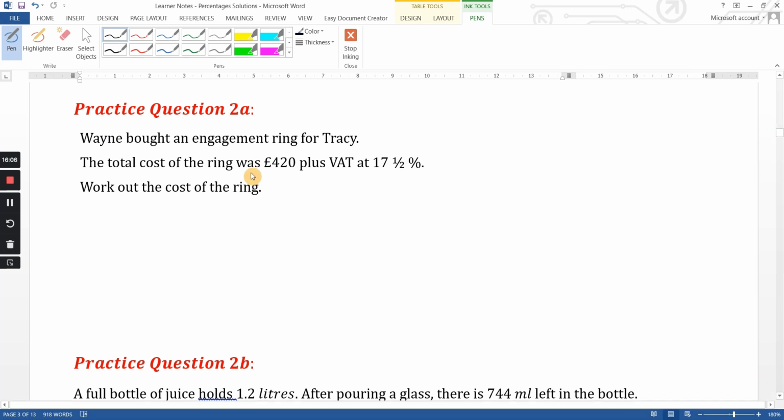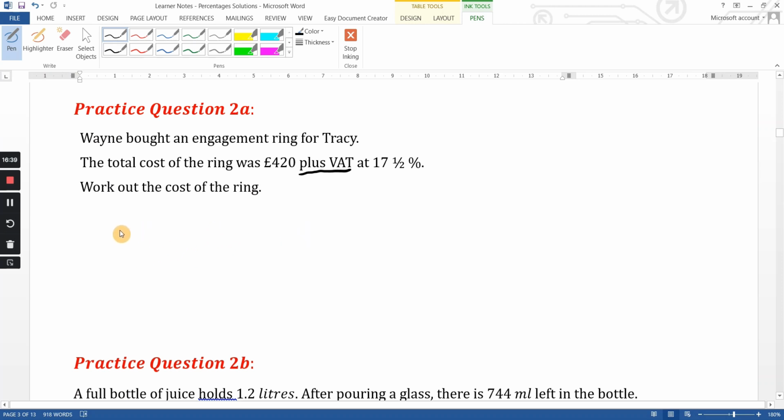So Wayne bought an engagement ring for Tracy. Total cost for the ring was £420 plus VAT at 17.5%. Work out the cost of the ring. So hopefully you know about VAT. It's just a form of tax, and it's always added on. It even just says plus VAT, so definitely you have to add it on to the original amount. So we have to work out 17.5% of this and add it on for the total cost.